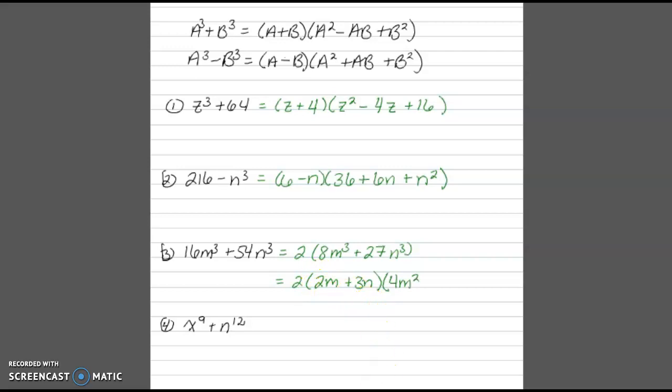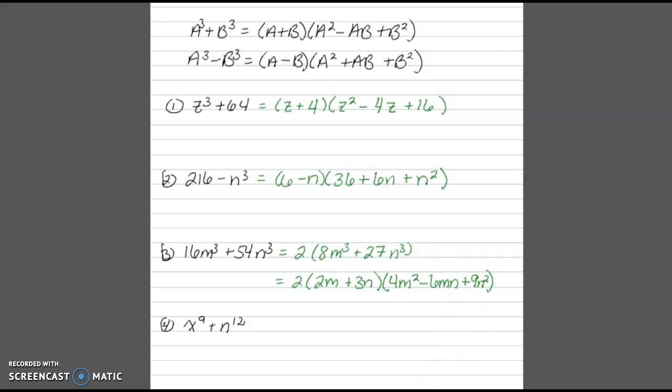Now when I'm building my trinomial, let me pause this, I am squaring the entire first term. 2 squared is 4. m squared is m squared. Now I'm going to take the opposite sign. So I have a plus sign here, I'll have a minus sign. And then I'm multiplying these two terms together. 2 times 3 is 6. m times n is mn. So that term is negative 6mn. Then I'll take the last term and square it. 3 squared is 9, and n squared. That last term is always positive.